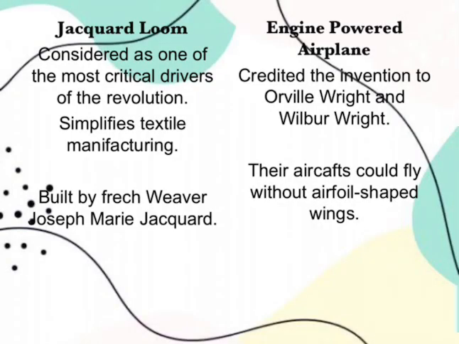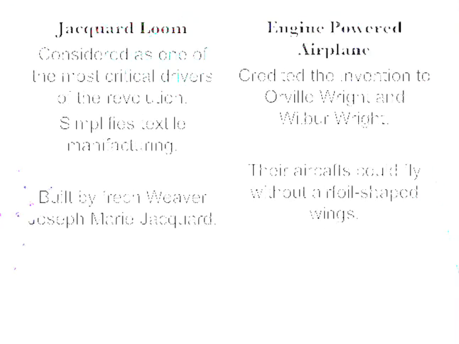The Jacquard loom, considered one of the most critical drivers of the revolution, simplifies textile manufacturing. It was built by French weaver Joseph Marie Jacquard. The next invention really amazed me. The engine-powered airplane. The invention was credited to Orville Wright and Wilbur Wright. Their aircraft could actually fly with airfoil-shaped wings.